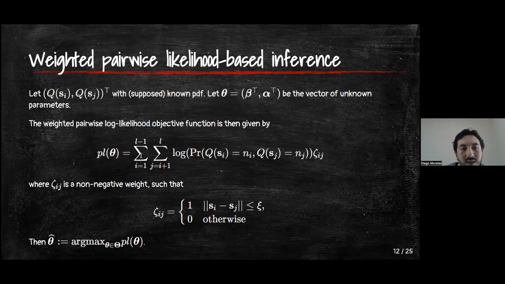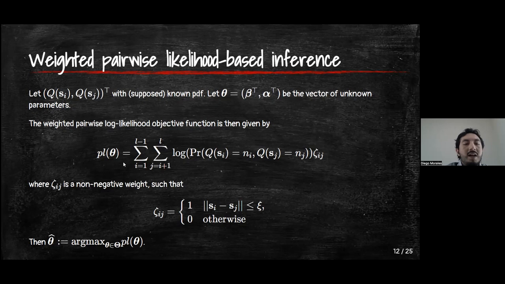As you can see, the weighted pairwise likelihood is a weighted sum of the logarithm of the bivariate distributions per weight function. This weight function is given by this equation, and is one when the distance between two locations is lower than a value C. This value C is given by the researcher, so it's a fixed value that we can change in the model. Then theta hat is the argument that maximizes the weighted pairwise likelihood.